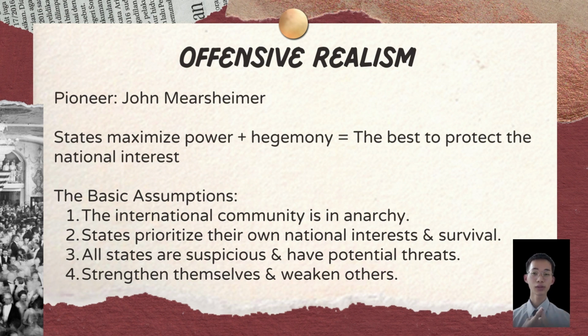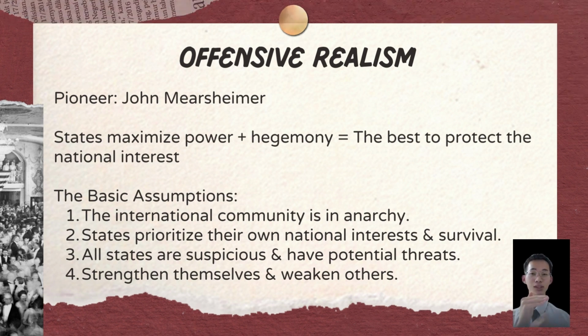The first basic assumption is that the international community is anarchy. No one is above and controls other countries. Second, states prioritize their own national interests over other people's interests. Third, all states are suspicious. We should trust ourselves because other countries are a potential threat to invade us. The fourth is that countries always strengthen themselves and weaken others to make sure there is a gap between each other. Therefore, no one can threaten us.